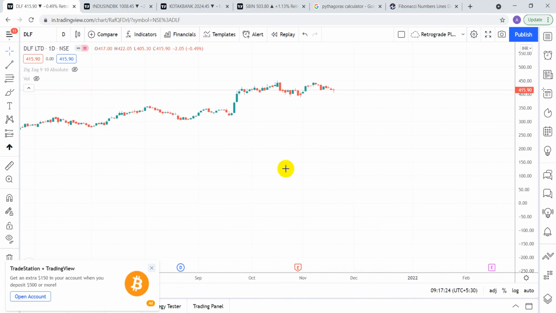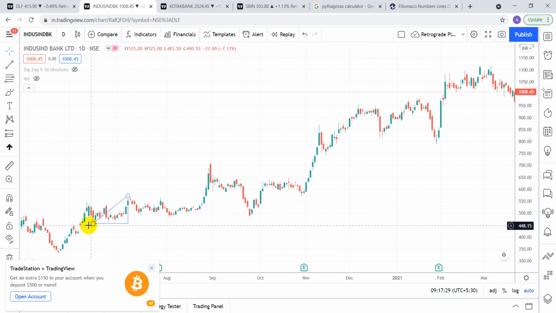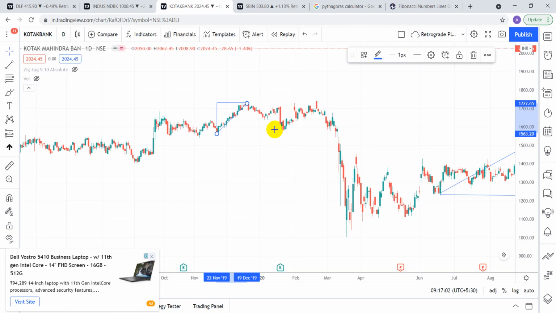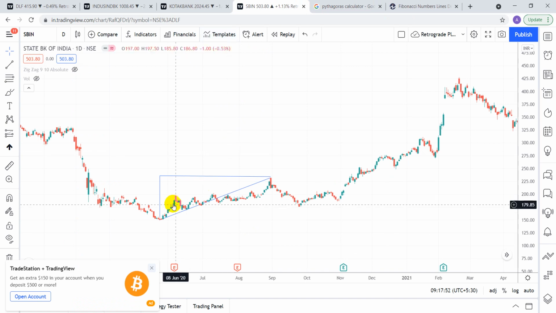I will quickly show you, this is for IndusInd Bank. See here, this is where I've drawn the Pythagoras triangle, and in Kotak Bank I've drawn it in an opposite manner. So you can capture any highs and lows and based on that you can do it. Just calculate the difference between days and range, put it in this calculator, you'll get the multiplier and multiply this by 4.236, like I've shown in the Excel. And this is for SBIN, a perfect triangle, and we'll see 24 November is the date.